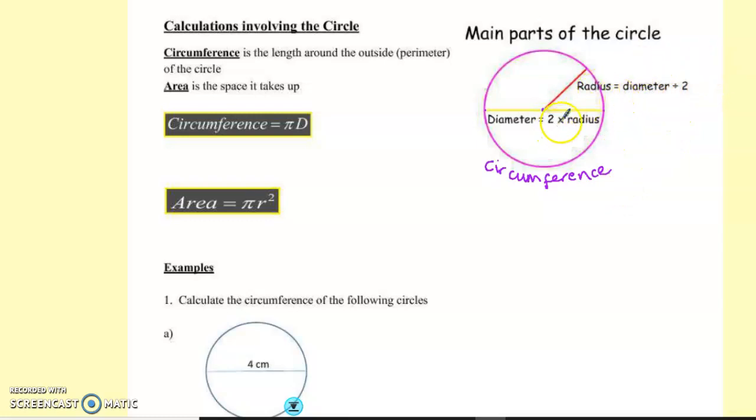The radius is half the size of the diameter. So if you want to find the radius when you've got the diameter, you can halve it. And the same the other way around: the diameter is twice the size of the radius, so you can take the radius and double it.